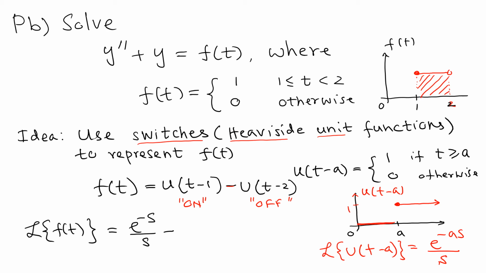The second term is going to give you e to the minus 2s over s. And then you can see 1 over s is common, so you can pull it out. And then you can write this as e to the minus s minus e to the minus 2s. So that is the Laplace transform of the f(t) function.